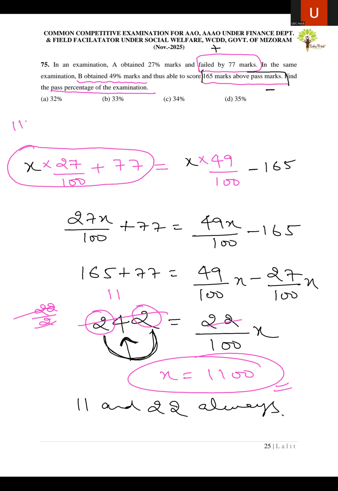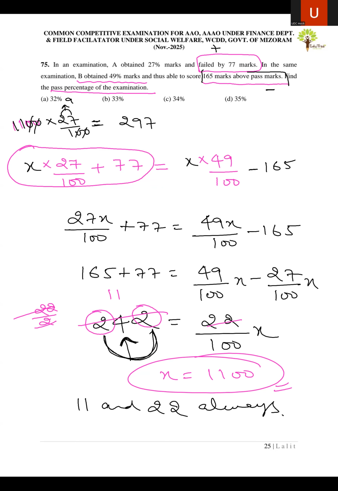1100 multiply by 27 by 100. Right. So this will be equal to how much? Whenever you are multiplying any number by 11, just add these digits. 2 plus 7 is 9. And insert it in the middle. So that is 297. So what is 297?